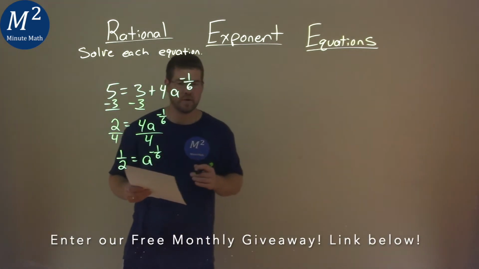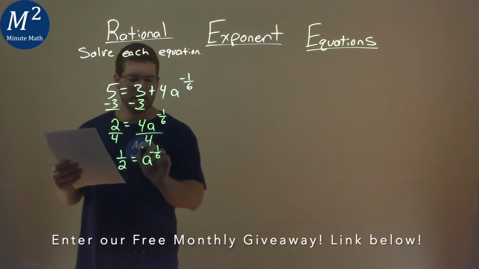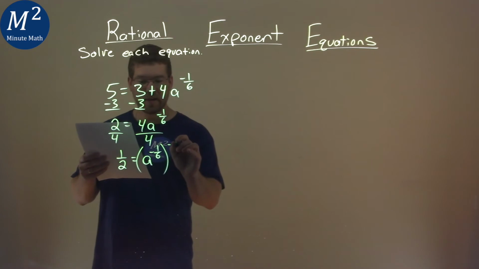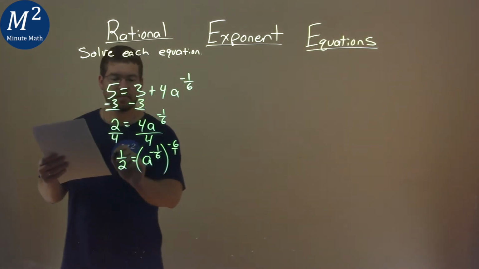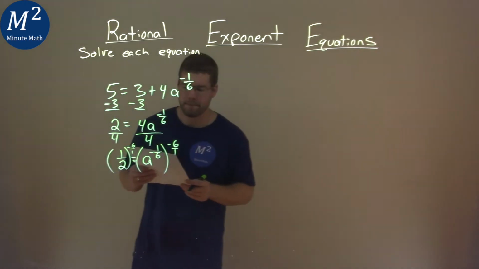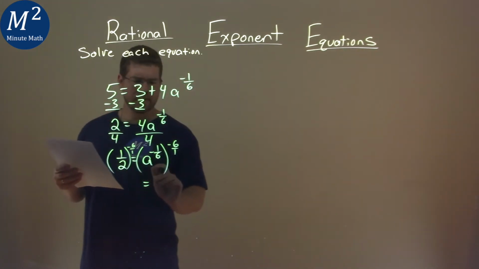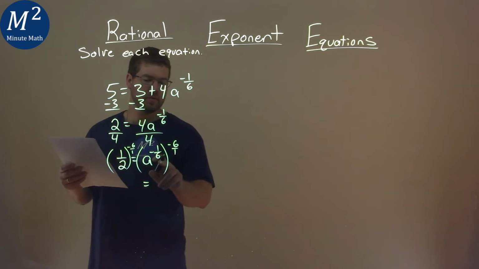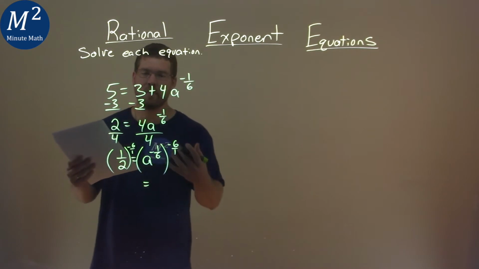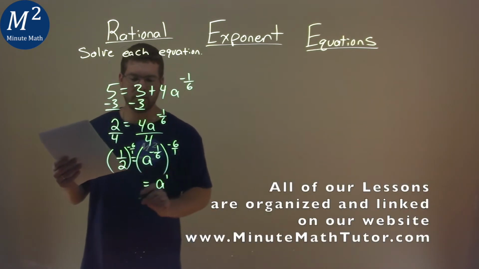Now here comes the tricky part. We're going to take a to the negative 1/6 power, and we're going to raise it to a negative 6/1 power. And we're going to do that to both sides. Okay? Well, what does that do? Our rules of exponents, we have our negative 1/6 power. We have that raised to a negative 6/1 power. We multiply them, and that just comes out to be a positive 1. And that was kind of the goal there.